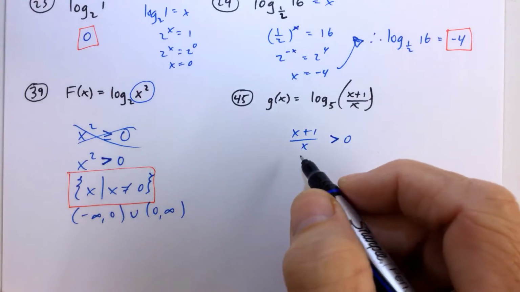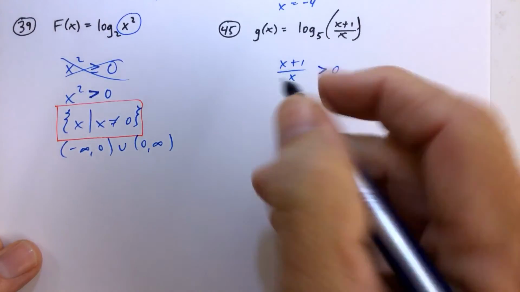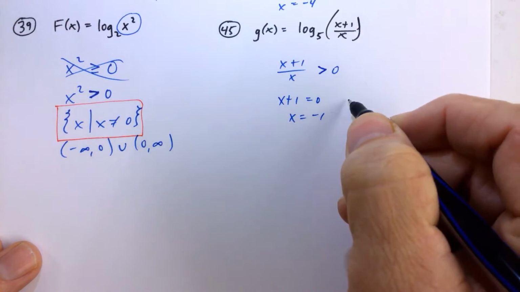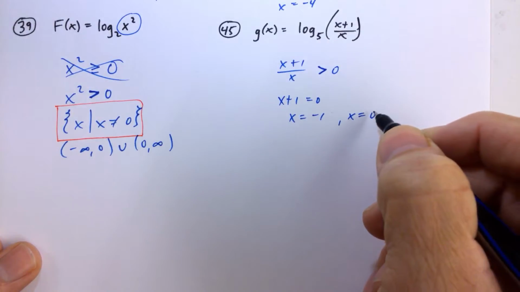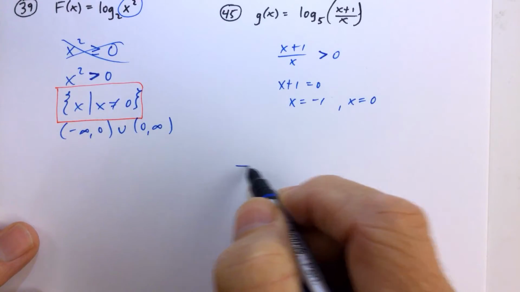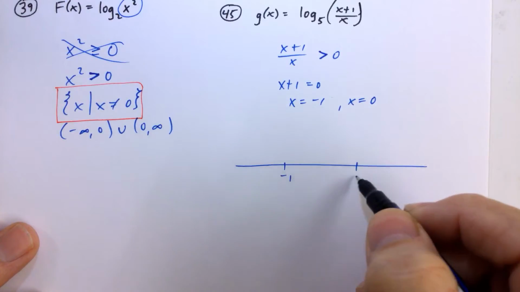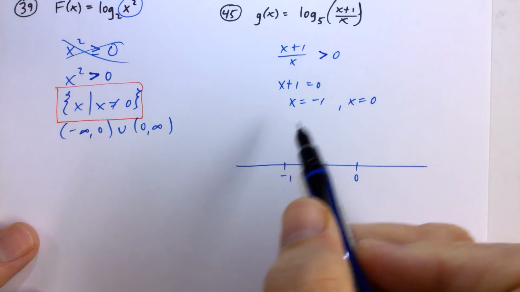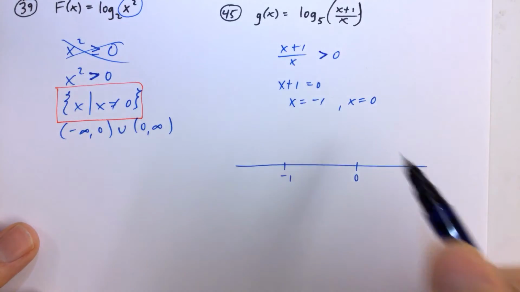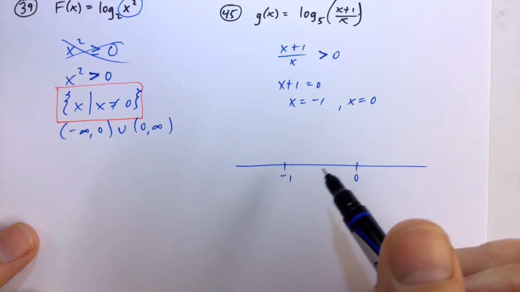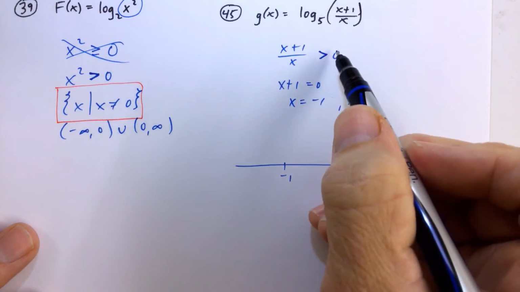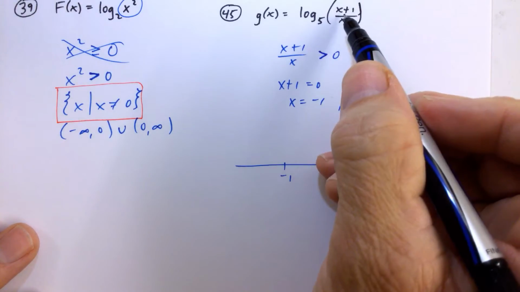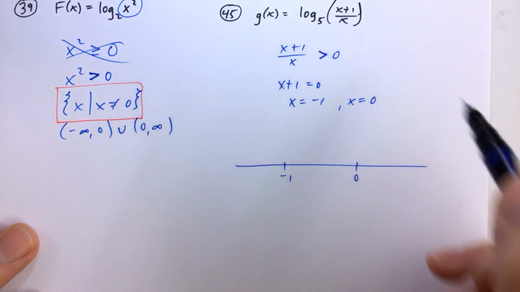But what we do know is, if you remember rational inequalities, we would set the numerator equal to 0. We'd get x equals negative 1, and the denominator equals 0. Those are the two key values that we would put on our sign chart. So we have negative 1 and 0. And as x moves from negative infinity to positive infinity, so does the sign of the fraction x plus 1 over x. We just want to make sure we pick only x values that would make this a true statement. Those would be the acceptable real numbers to replace x with in the logarithmic function.